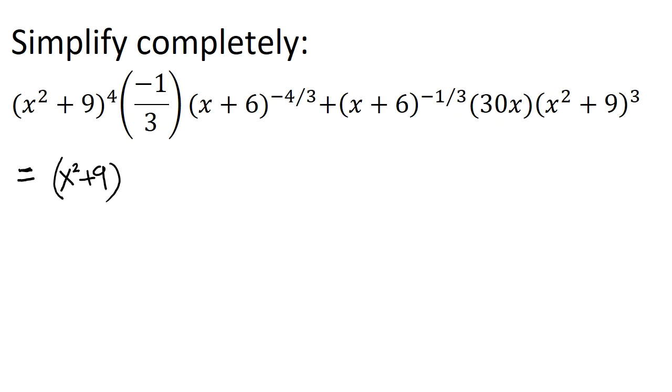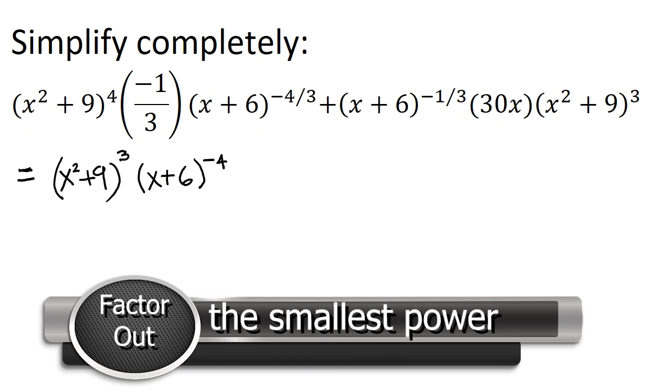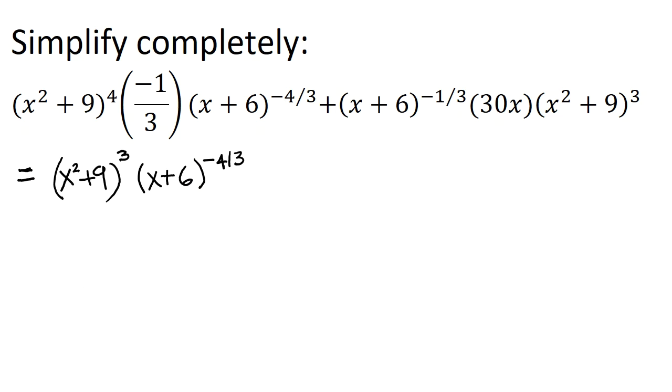And what I've got to do for the exponent is to get the smallest exponent. So in that case, it's 3. I also notice that both terms have x plus 6 to some negative power in it. I've got to get the smallest negative power. So that's minus 4/3. Now, I've got to deal with this fraction. So I can either deal with it by factoring it out, or it'll end up later on. So I'm just going to say 1/3. This is a choice that I'm making. You do not have to make the same choice.